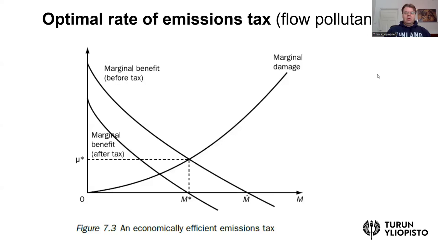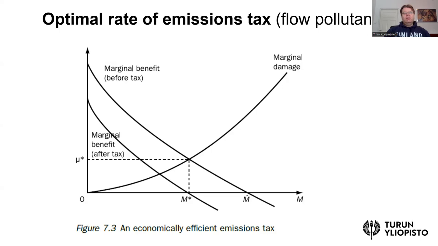So for the sake of simplicity, I will think about some kind of flow pollutant. And in this figure, we think about how to set the optimal rate of emissions. I will spend some time discussing this particular figure, which is 7.3 in the Perman et al. textbook. On the horizontal axis, M is the amount of pollution, and on the vertical axis, we have the monetary benefits and damages, and we focus particularly on the marginal benefits and marginal damages.